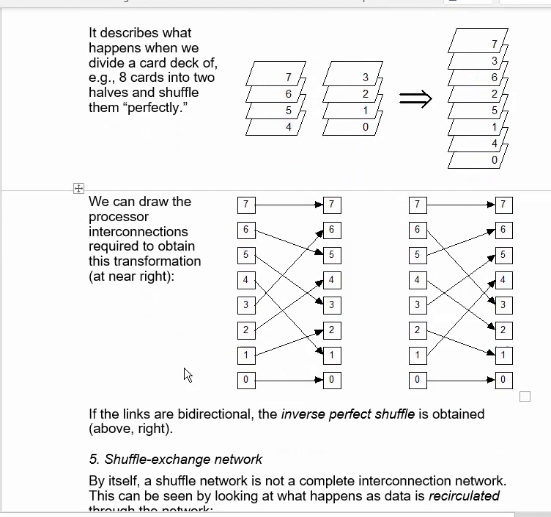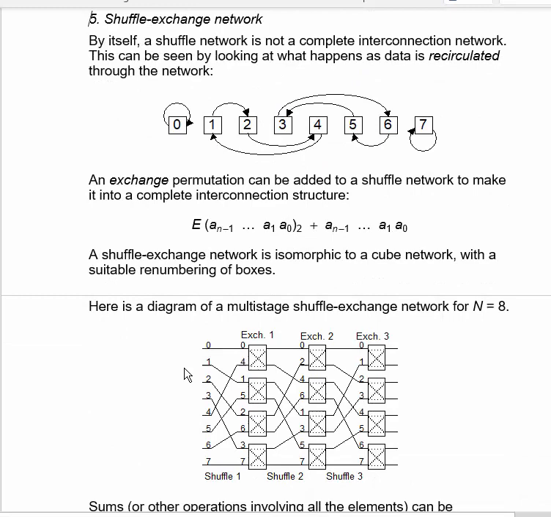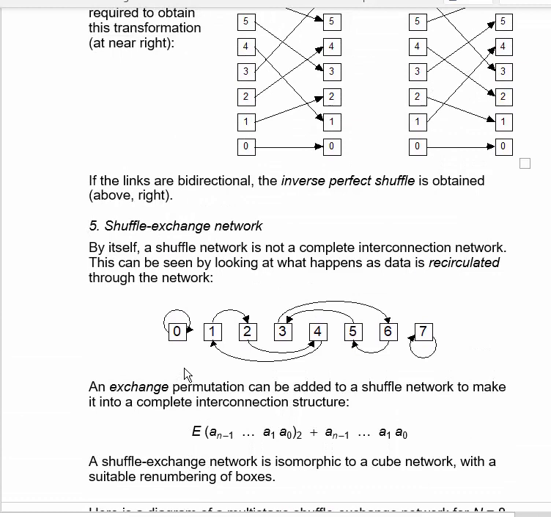Okay? Now, a perfect shuffle interconnection by itself is not very useful, and I think I can show you why that is. A perfect shuffle, if you have 0, you just go to 0. So you're stuck at 0. If you have 1, you can go to 2, and then the next time through, you were at 2, you go to 4. You start out at 4, you go to 1, and then from 1 you go back to 2.